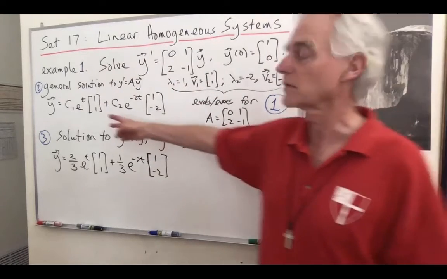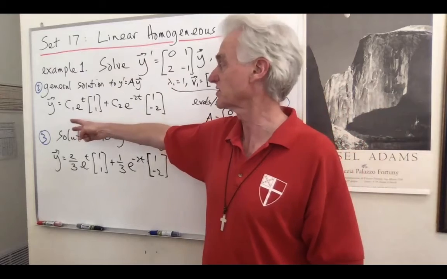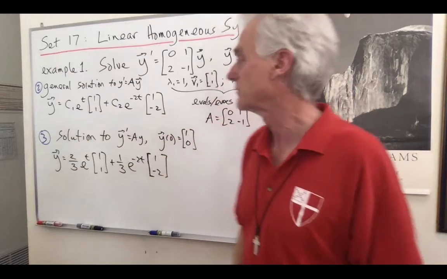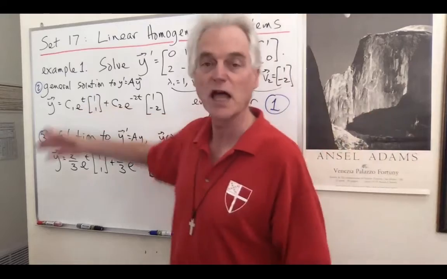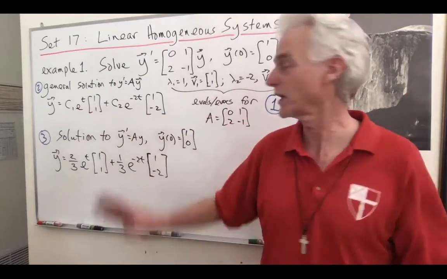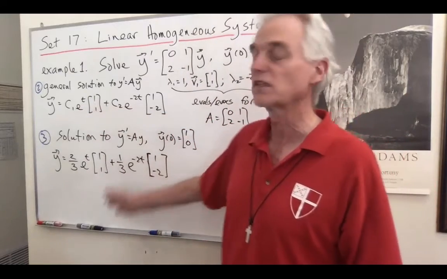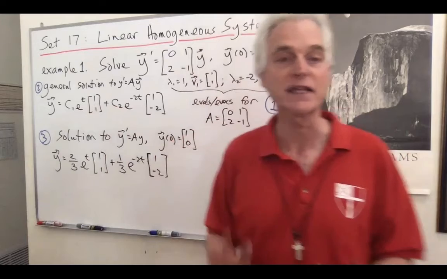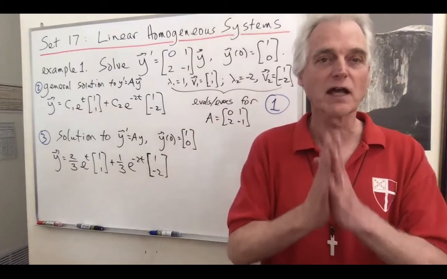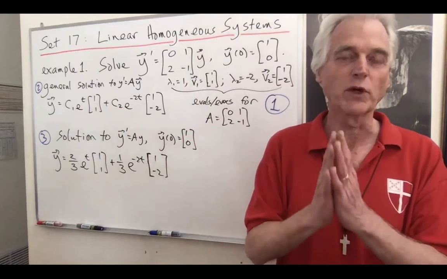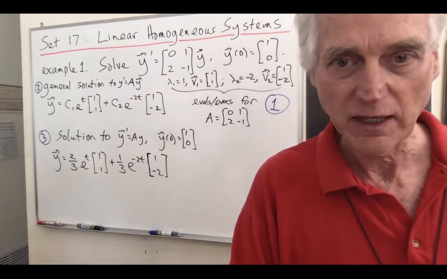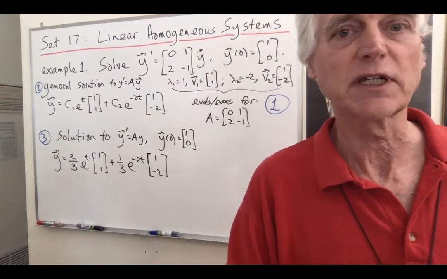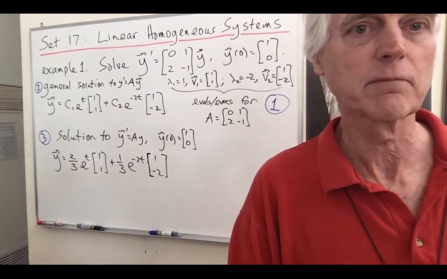Step two was writing down the general solution. And step three was applying the initial conditions, getting the equations for C1 and C2, solving them and plugging them back in. So I want to talk a little bit about the pictures that go with this and the geometry that we have. So let's see, we're going to share the screen here.